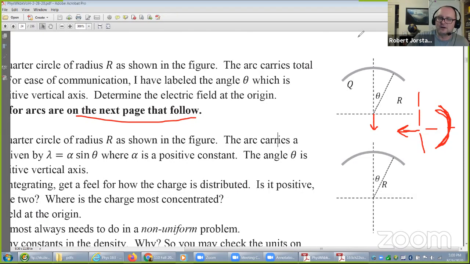All right. And so now I do think that when the problems become non-uniform like this, it's maybe worth it to read the next page. So I'm going to show you that in just a second. Okay.